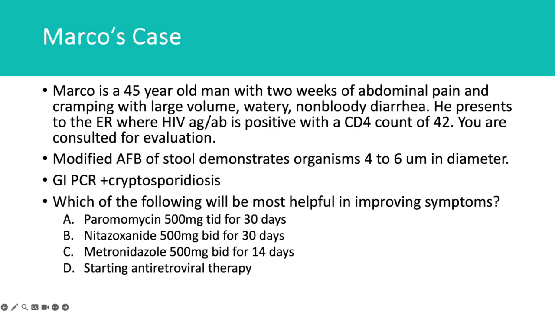Marco, a 45-year-old male, had 2 weeks of abdominal pain, cramping, large volume watery, ongoing diarrhea, presented HIV positive, CD4 low. GI was consulted for evaluation. Stool AFP shows oocysts 4 to 6 micrometers in diameter. Which of the following will be the most helpful in improving symptoms?